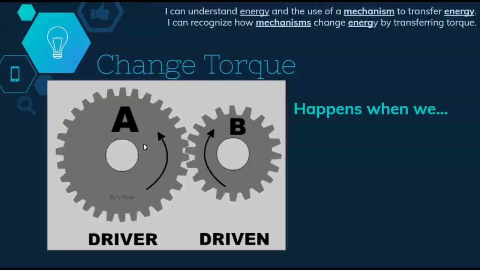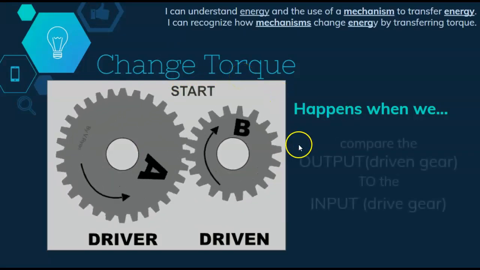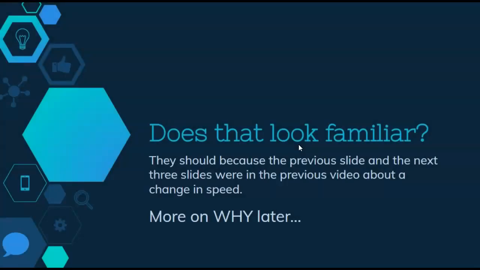So how do we do that? How do we figure out if we're going to have a change in torque? Well, that happens when we are comparing our output gear to our input gear. Now, does that look familiar? It should, because we saw the previous slide, and we're going to see the next 3 slides are all slides that were in our previous video about a change in speed. We're going to get to more on that later.